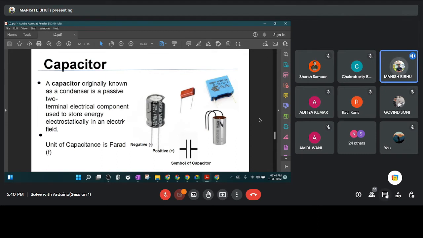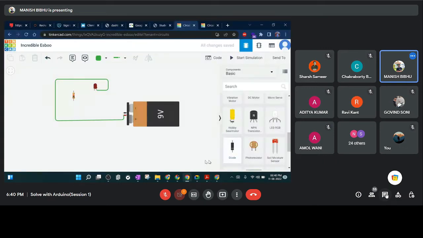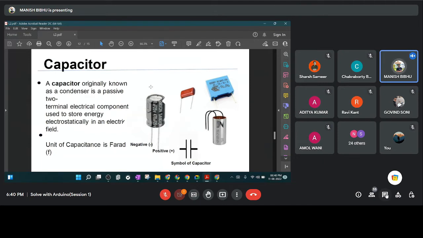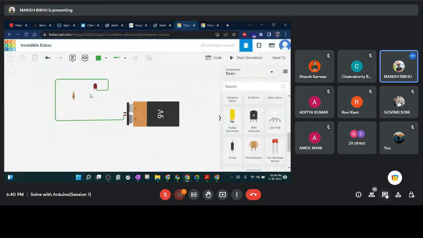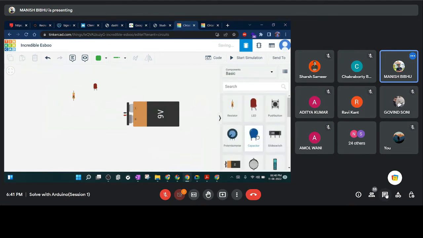So the next is the capacitor. We will use the capacitor for protecting the device from sudden changes of voltage, current, etc. It will store the power, store the voltage, and it will protect the circuit. Let's see it practically. So this is the capacitor. A capacitor is connected with any device in parallel.